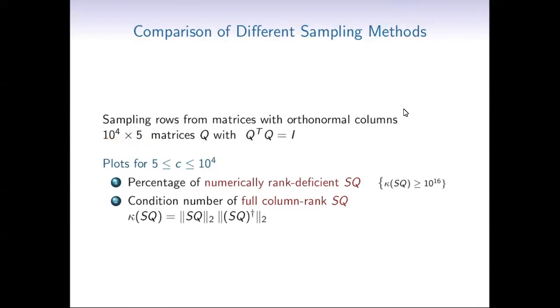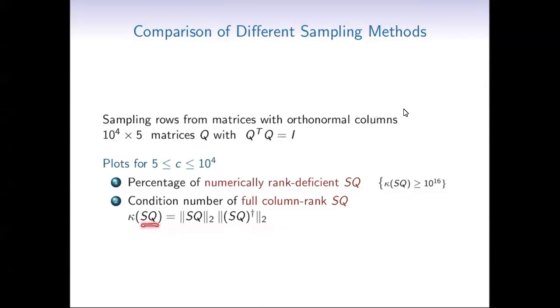And we are going to plot 2 things. The percentage of matrices that are rank deficient, because they're going to be useless, because they're going to result in solutions that are biased estimators. And rank deficient in floating point arithmetic means that the condition number is greater or equal to 10 to the 16. So that's rank deficiency in IEEE double precision. If we manage to get a full rank matrix, then for that matrix, we plot its condition number.